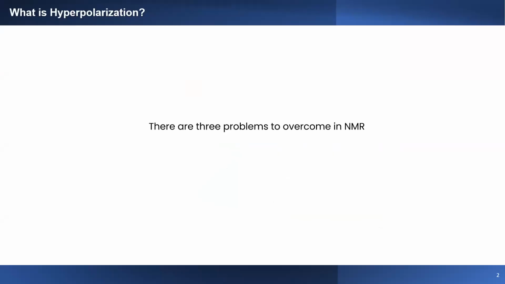Okay, so I'll begin. There's this famous quote in NMR: there are three problems to overcome for NMR: sensitivity, sensitivity, and sensitivity. I actually don't know where this quote comes from. If anybody knows the origin, please do let me know afterwards. As far as I'm aware, it's been around for years.